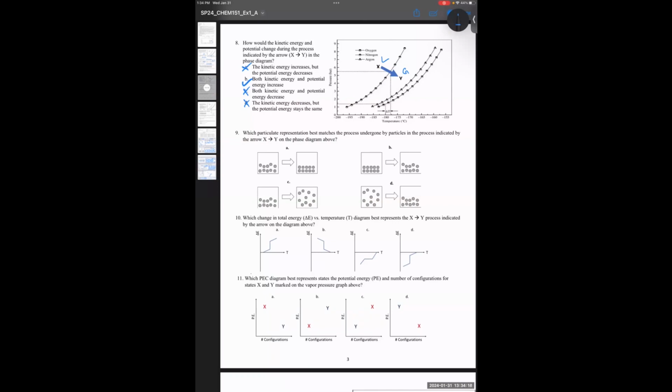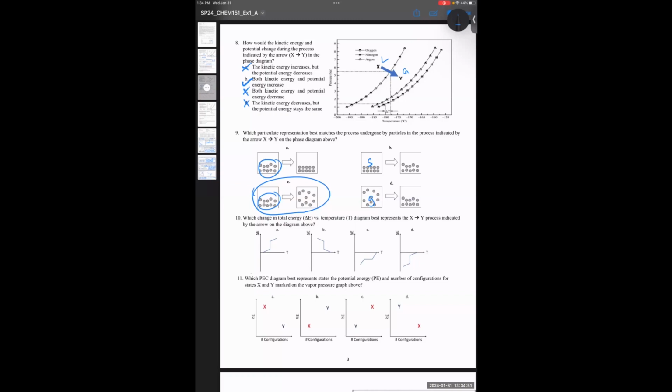Right? And question 9, which particle representation best matches the process undergone by particles in the process indicated by the arrow X to Y? So liquid is becoming a gas. The liquid should be something like this. So this is a liquid, this is a liquid, this is a gas, this is a solid. And a liquid is becoming a gas. Therefore, option C seems to be reasonable. So we will pick option C.